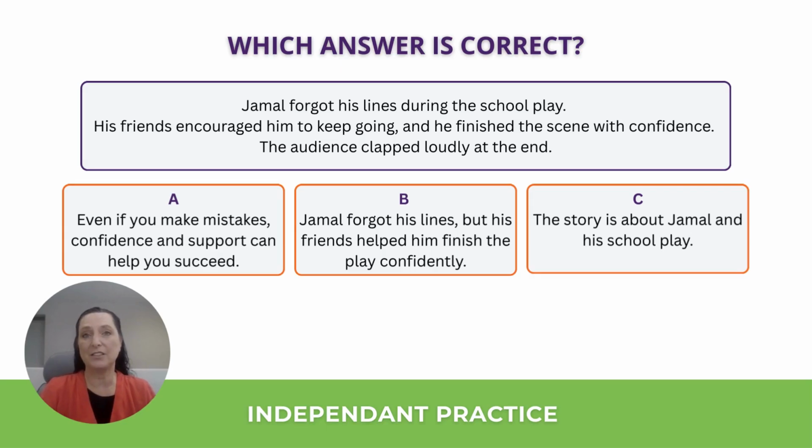So here's the passage. Jamal forgot his lines during the school play. His friends encouraged him to keep going, and he finished the scene with confidence. The audience clapped loudly at the end. So, which one is the topic? Remember, the topic is the thing that it's mostly about, it's the general idea. So, take a moment to read A, B, and C, and let's see what you come up with.